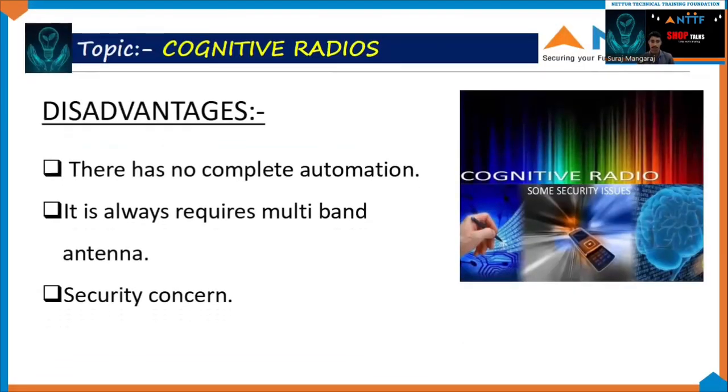Disadvantages of cognitive radios. There is no complete automation. It always requires a multiple band antenna, and there are security concerns also.